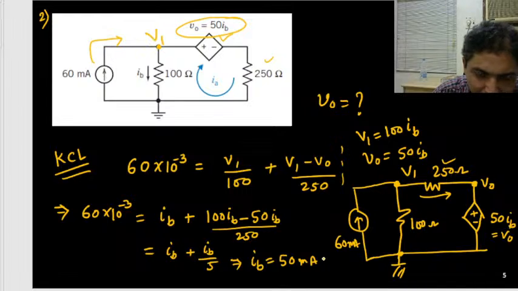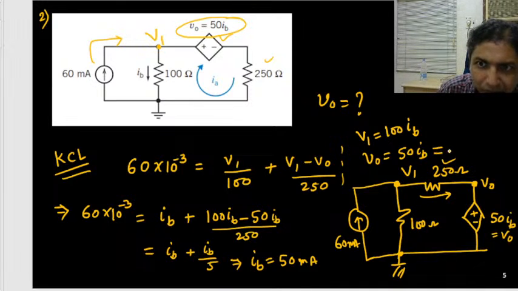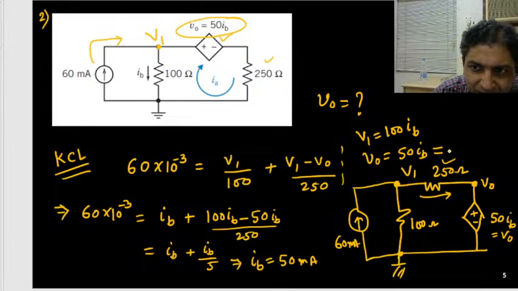Try to calculate with me. As we are calculating here, you should also try to calculate. Then you will get the confidence to solve the problems. Can anyone please let me know whether this IB is 50 milliampere? Is it correct? I am not getting any reply. Anyway, we can move on. So this is 50.